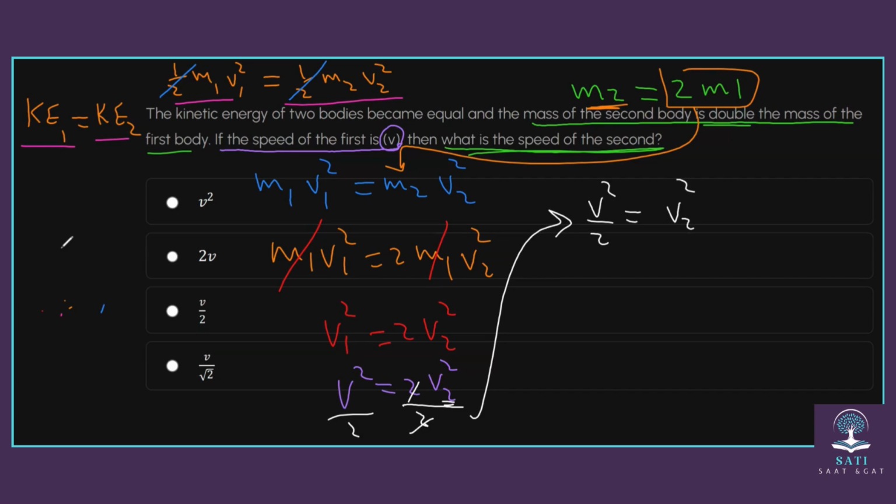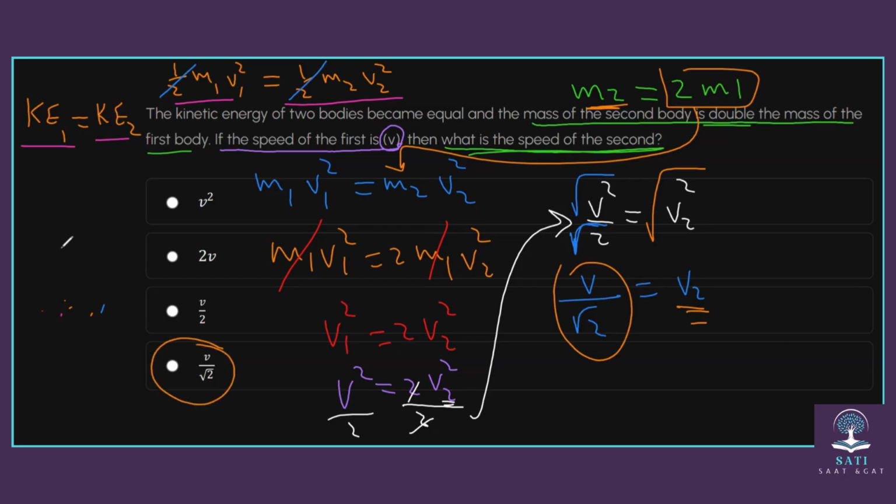Now I take the square root of both sides. When you take the square root of a fraction, you take the square root of the numerator and the square root of the denominator. So the square root of v2 squared is v2, the square root of v squared is v, and the square root of 2 remains there. So, as you see, this is the final answer: v2 equals v over radical 2. Then you choose v over radical 2 as the answer.